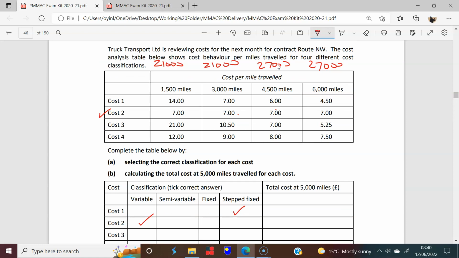Now, thankfully they've said 5,000. So 5,000 miles sits in between here, isn't it? It's between here and here. So I know definitely that the total cost, even at 5,000 miles, will still be £27,000. Cost 2, I know it's variable, so it's just going to be 7 times 5, because it's £7 a mile. So that's 7 times 5,000, which is 35,000. The total cost is £35,000.